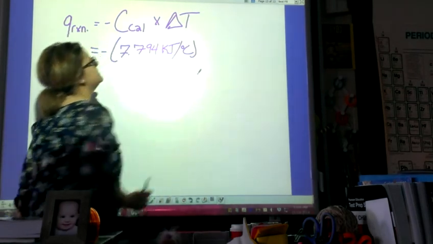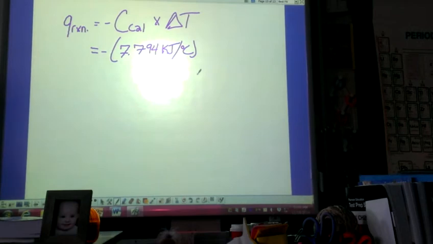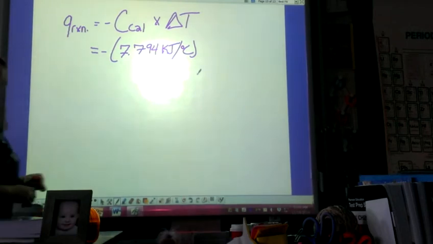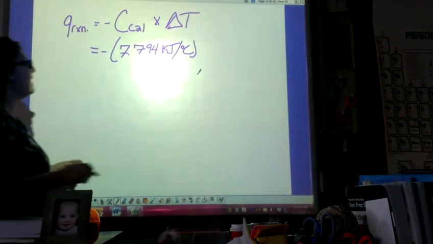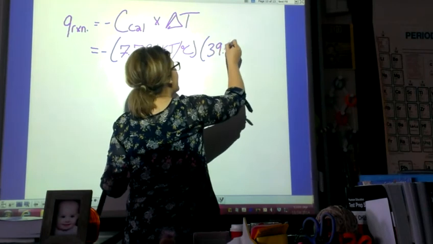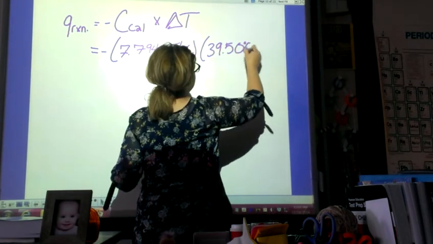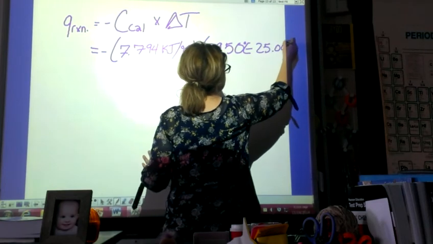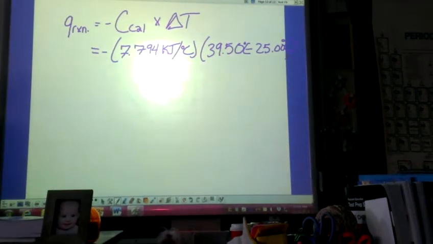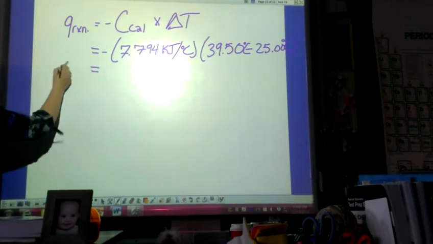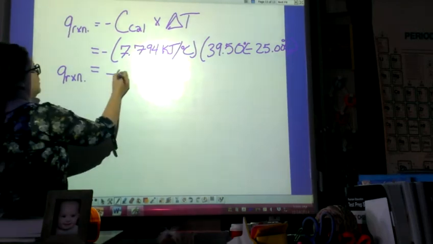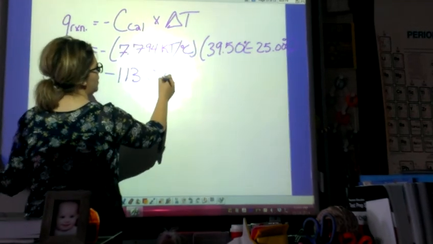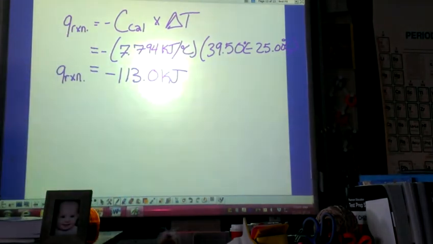kilojoules per degree Celsius. And then we also know that the temperature changed: it started at 25 degrees Celsius and ends at 39.5. So to find that change in temperature, I'm going to do final 39.5 degrees Celsius minus 25 degrees Celsius. Okay? So if I do that math, Q reaction should be equal to a negative 113.0 kilojoules because the degrees Celsius would end up canceling out. Okay, so that's the heat of the reaction.